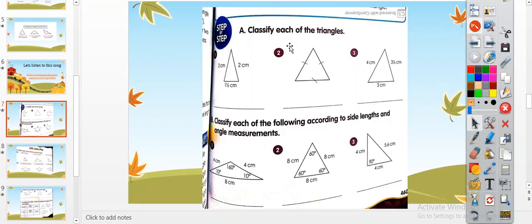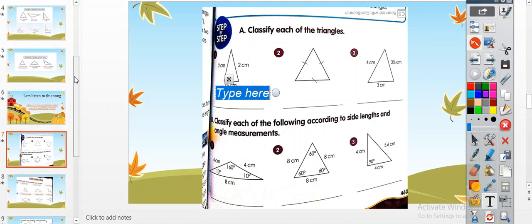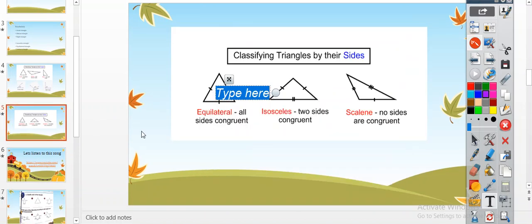Step by step, classify each of these triangles. To classify these triangles, here I have a triangle with two equal sides: 2, 2, and 1.5. So we call this one isosceles. As you can see here, two sides are the same. We call it an isosceles triangle.